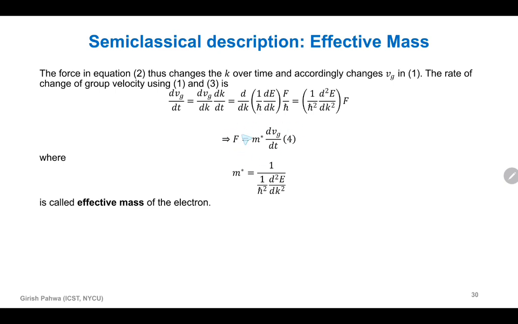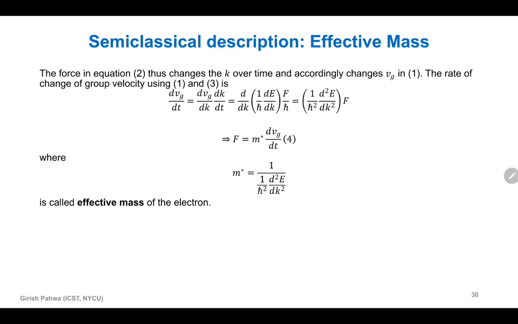Some things you need to notice. First of all, this force on the left hand side is an external force. It's not the total force. It's not crystal plus external. It is just the external force. And on the right hand side, what I get is dVg by dt and m star. So where is the impact of the crystal force then? That is all contained in the effective mass. This is all the impact of the crystal forces, d2E by dk square. So the impact of the crystal is contained in the effective mass, and that is related to the external force. Force is equal to m star into dVg by dt.